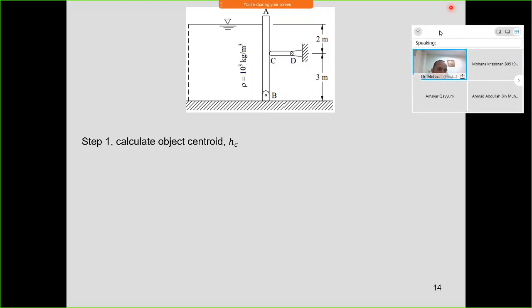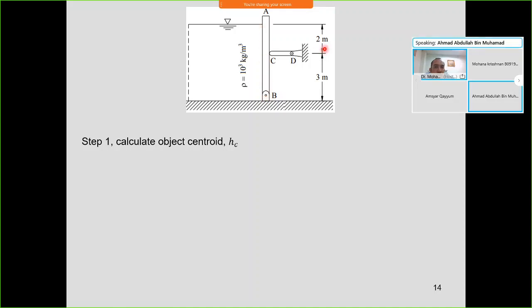So, the second name appearing here is Mohana Krishnan. Can you please answer? Where the location for the centroid? It is rectangular. So for rectangular, where the centroid? Okay, next, Ahmad Abdullah. 2.5. Okay, 2.5. So the centroid will be at the center of the surface.